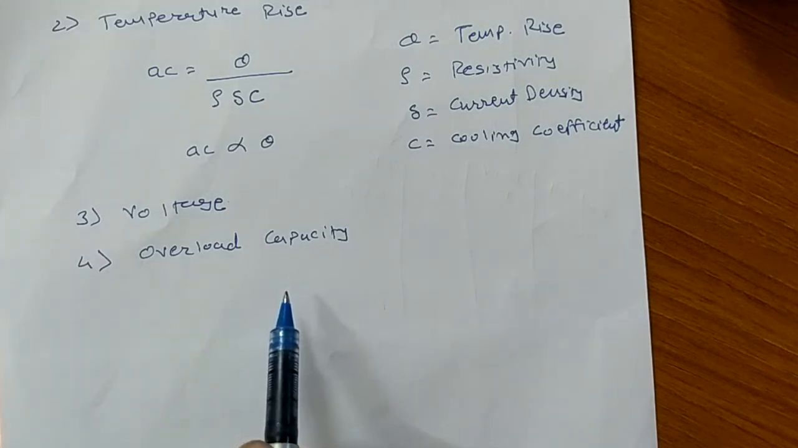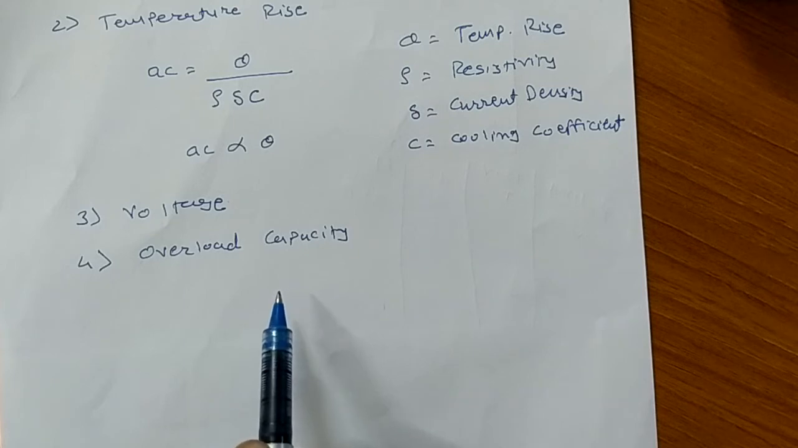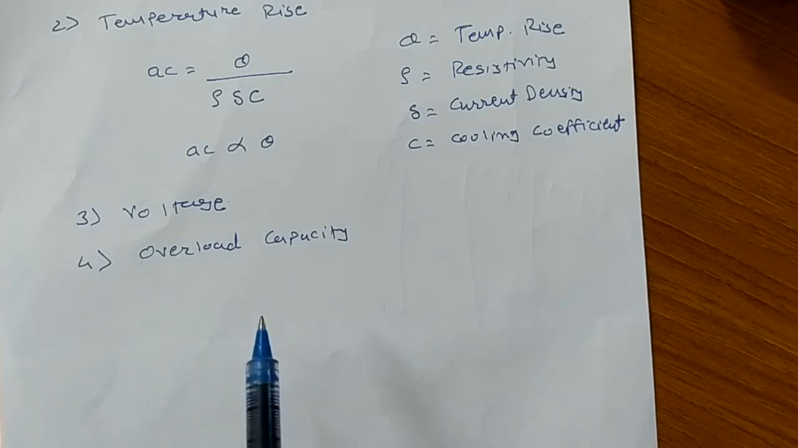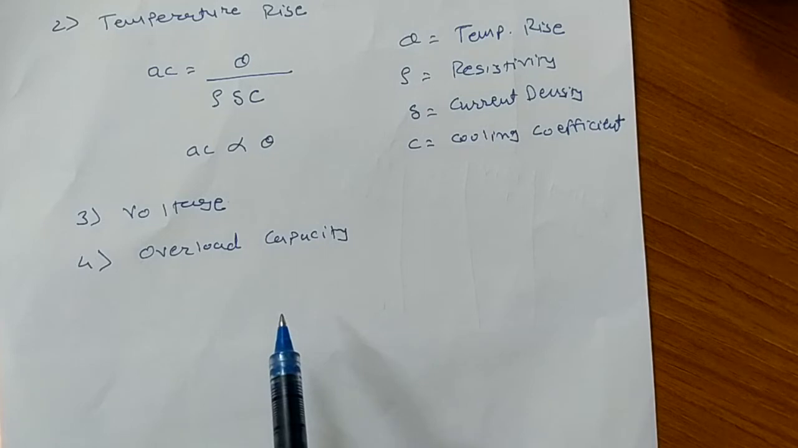A large value of ampere conductor would result in a large number of turns per phase. It means that the leakage reactance of the machine becomes high, and because of that the diameter of the circle diagram is reduced, and this will reduce the overload capacity.